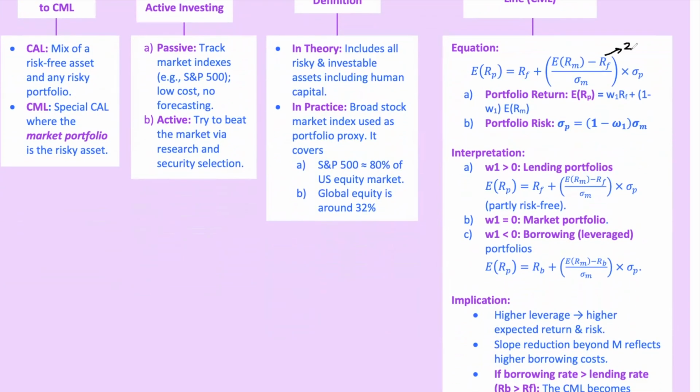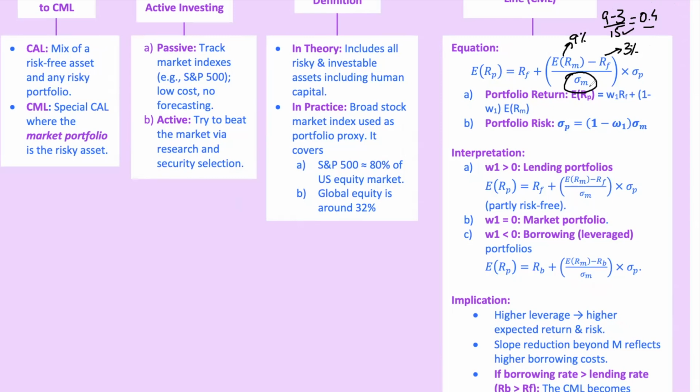If the risk-free rate is 3% and the expected return on the S&P 500 is 9%, then the slope of your CML, your Sharpe ratio, is 9 minus 3, divided by 15, which is 0.4. That means for every 1% of additional risk, you expect 0.4% of extra return.